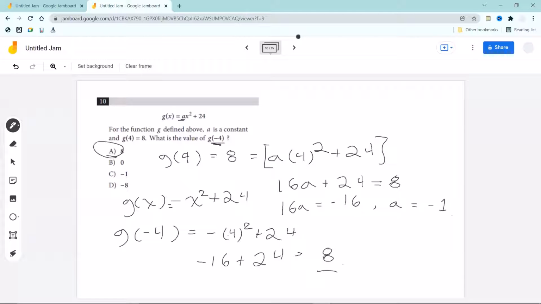Just the important thing to remember here is when you plug in 4 to a function like g of x, it's just an input and you're going to get an output. So once you know that, you can solve the problem pretty easily.